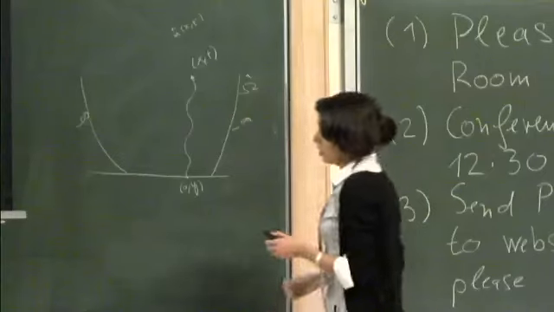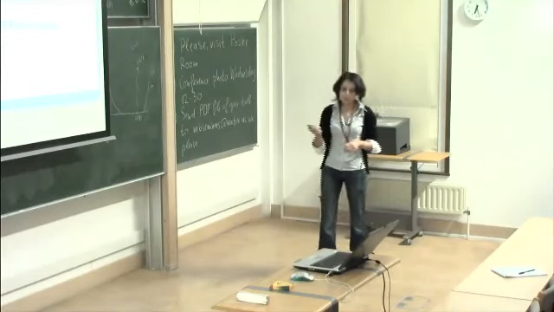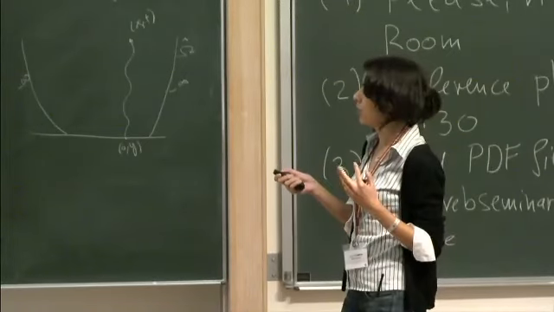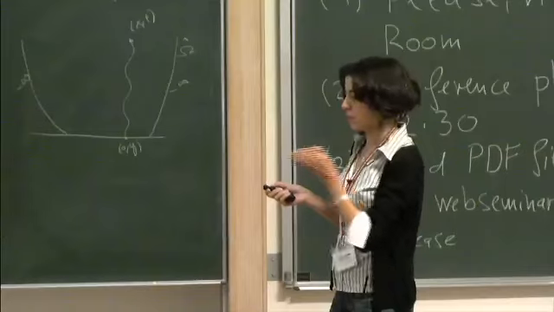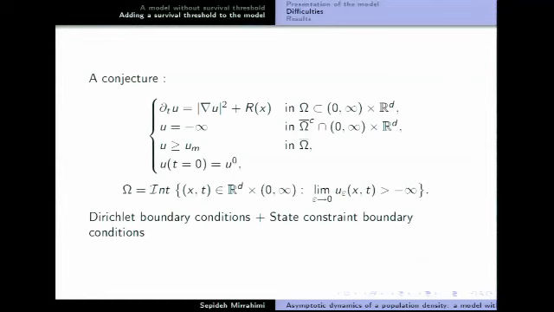So actually, our conjecture is that the real limit is the solution to this Hamilton-Jacobi equation. This Hamilton-Jacobi equation, we can see it as a Hamilton-Jacobi equation with an obstacle, because when u arrives at u equal um, then it becomes minus infinity. But the obstacle depends on the solution itself. And also, the limit verifies Dirichlet boundary condition and a state constraint boundary condition.